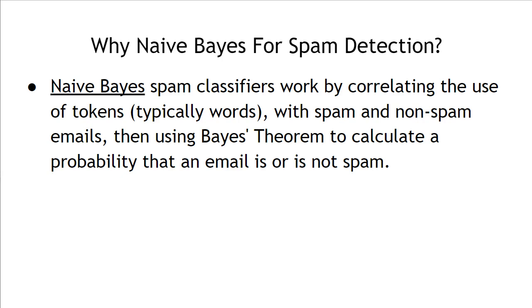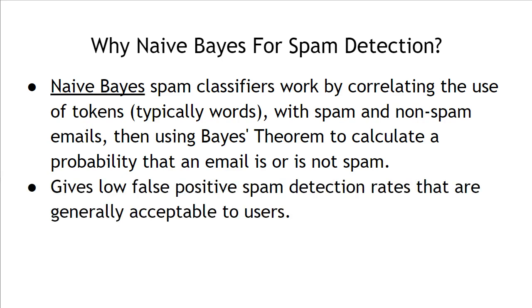Well, naive Bayes spam classifiers work by correlating the use of tokens, typically words, with spam and not spam emails, then using Bayes' theorem to calculate a probability that an email is or is not spam. The reason why it's used is because it gives low false positive spam detection rates that are generally acceptable to users. And it's been in use since the 1990s, and it's still in use today. So pretty reliable method for spam classification.